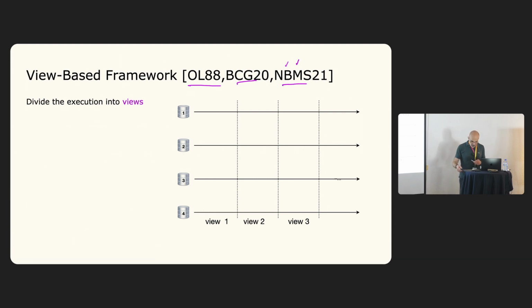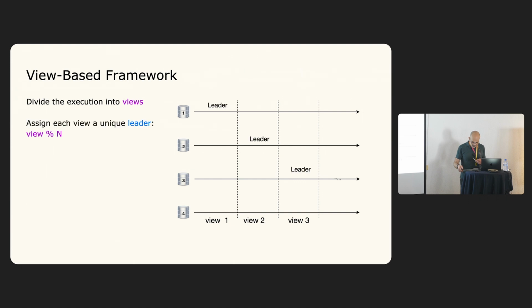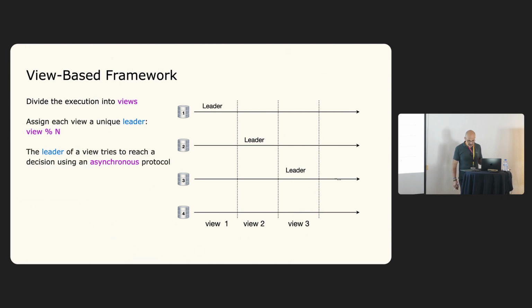So how does a view-based framework work? We divide the execution into views, not into rounds anymore. Every view has a unique leader, which can be established, for example, by a simple function: just take the remainder from the division by n. And then in every view, the leader tries to reach a decision using something which is essentially an asynchronous protocol. We can't rely on synchrony in any way because we can still be in an asynchronous period.